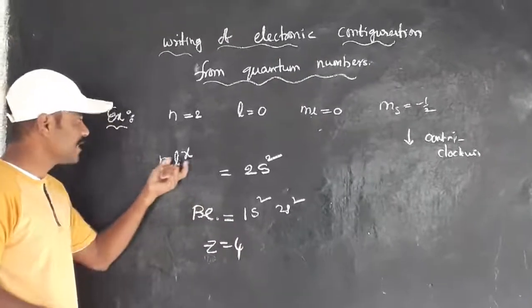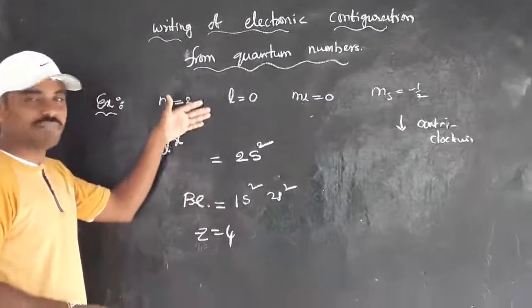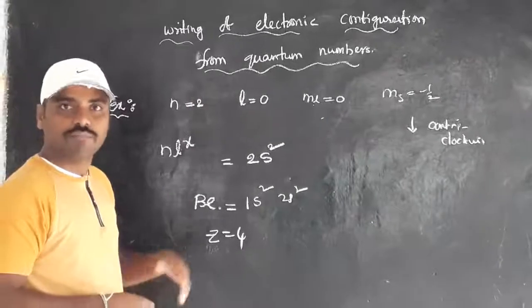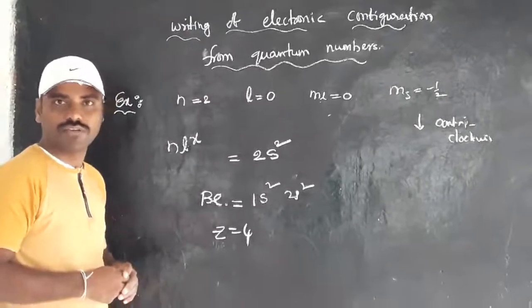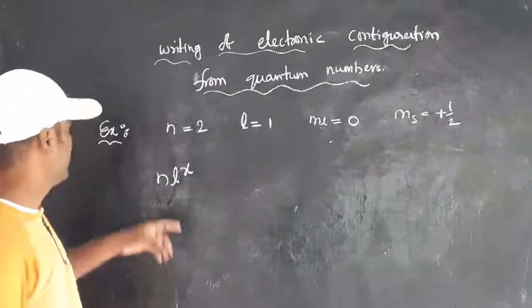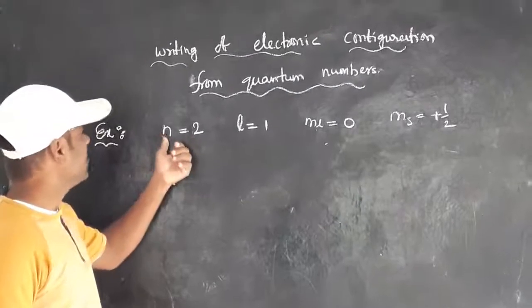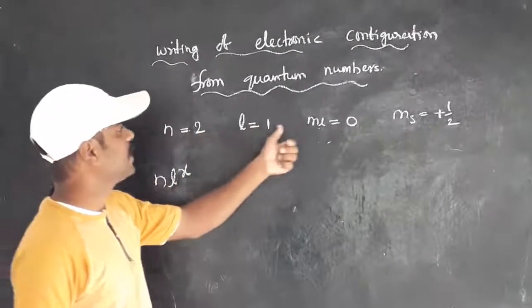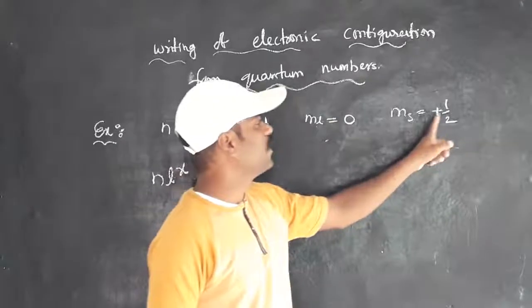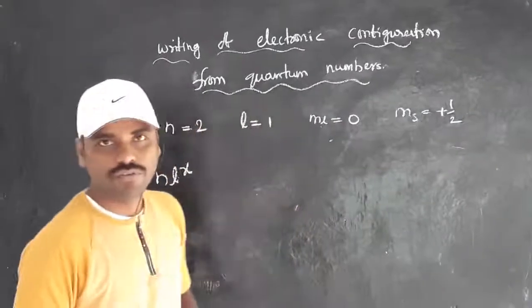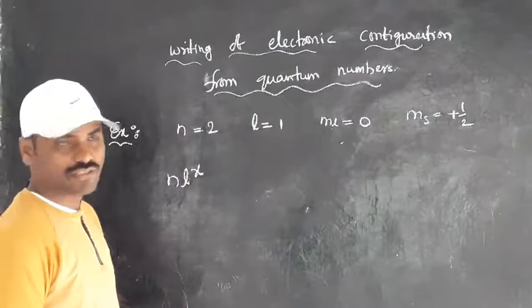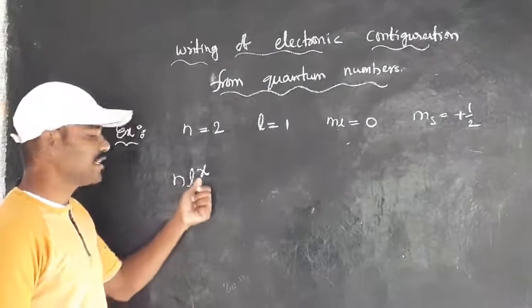So based on the NLX principle, if we have quantum numbers, we can easily write the particular configuration, right? I will take one more example. The example is like this: n value is 2, l value is 1, ml value is 0, and ms value is plus half. So from that we have to write the configuration. Again we have to take the help of the NLX principle.